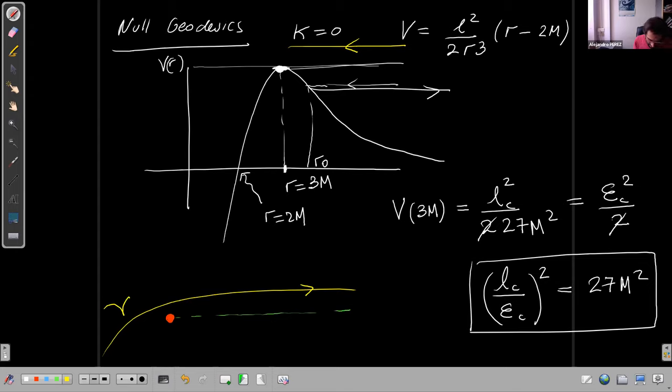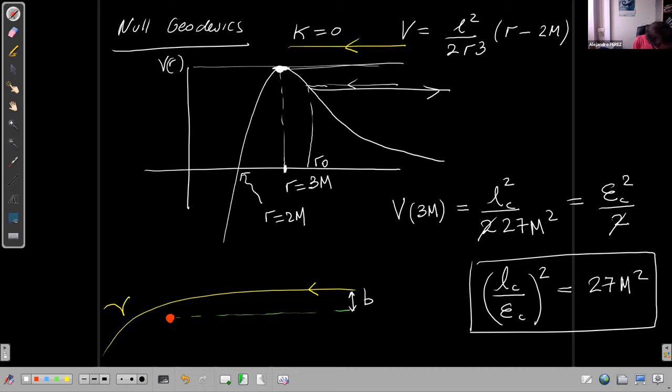And so you can define what is very natural in scattering theory, the notion of impact parameter. So very far away, you recover all the physics of special relativity. The space-time is asymptotically flat. So the impact parameter B is just the distance between, well, the shooting direction of the photon and the symmetry axis.